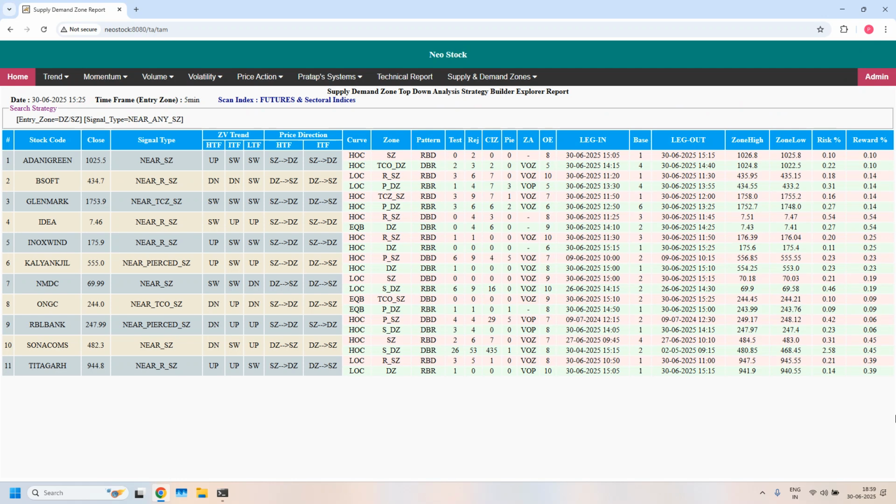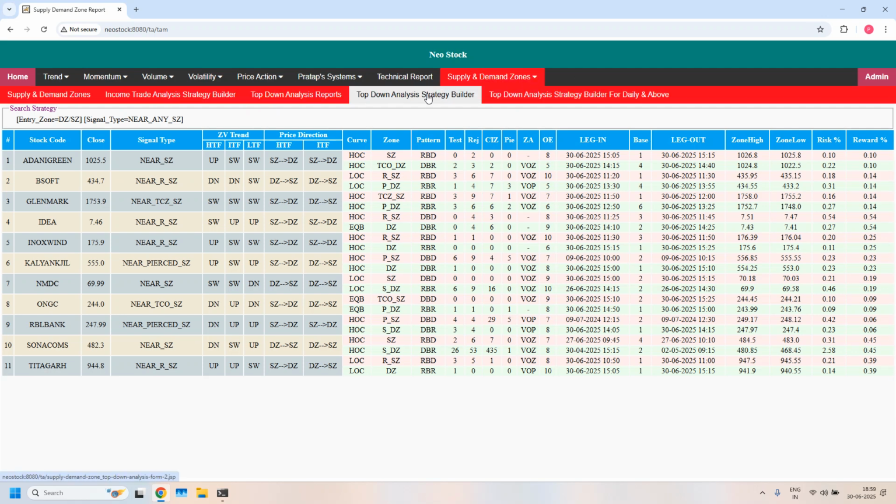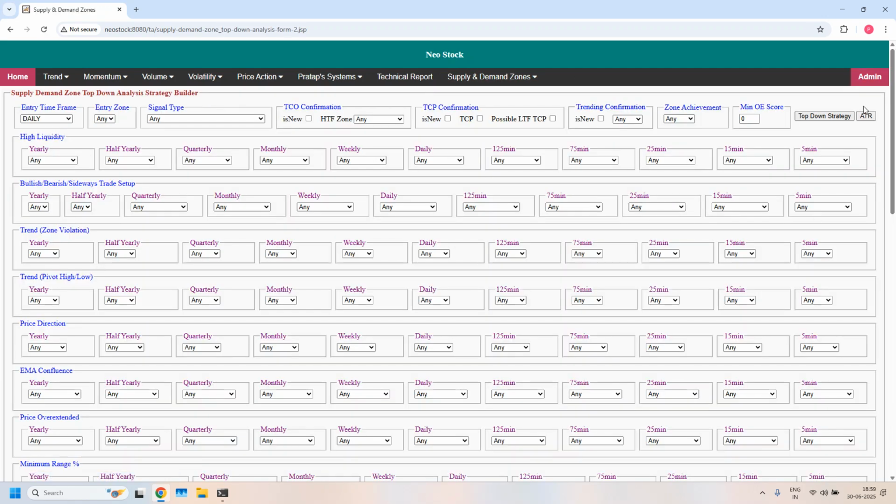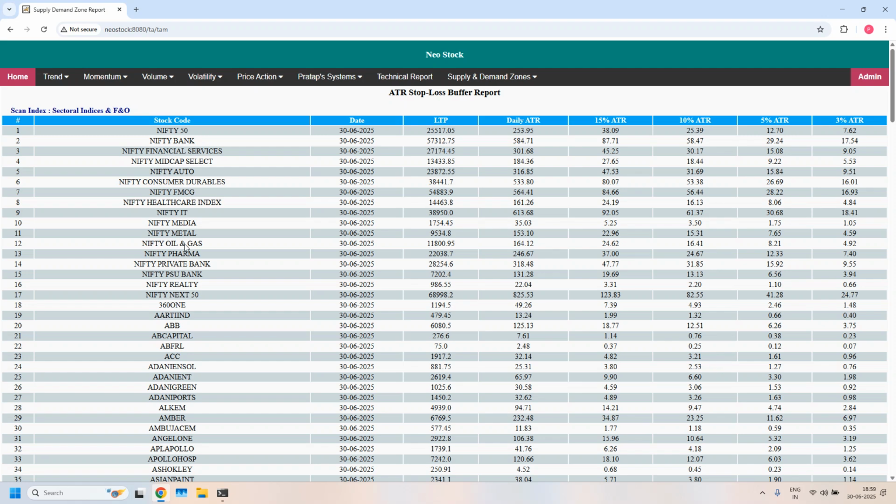So we have completed stocks near demand and supply zones. And in the final report, let us generate stop buffers based on daily ATR. First 17 in this list are indices, remaining all are equity stocks. So I'm scrolling the list down.